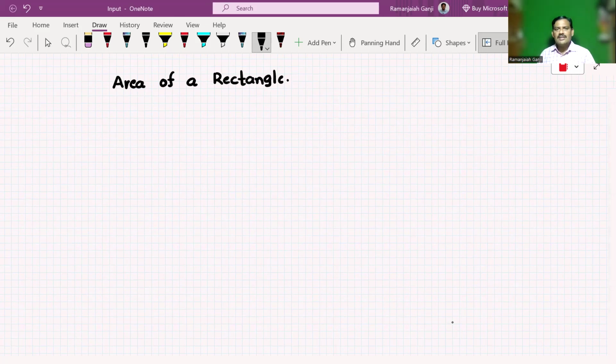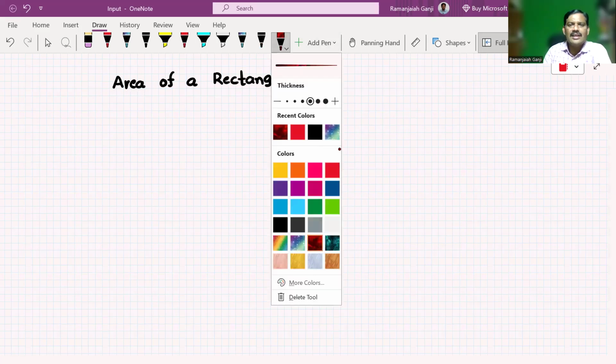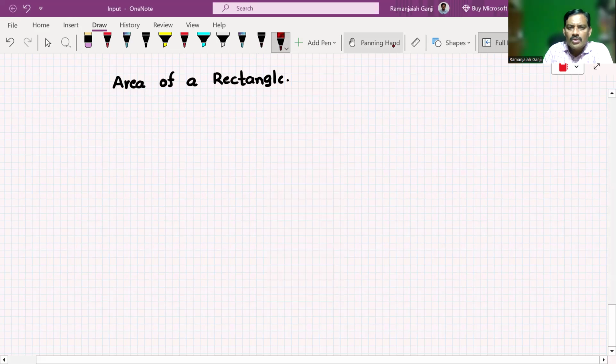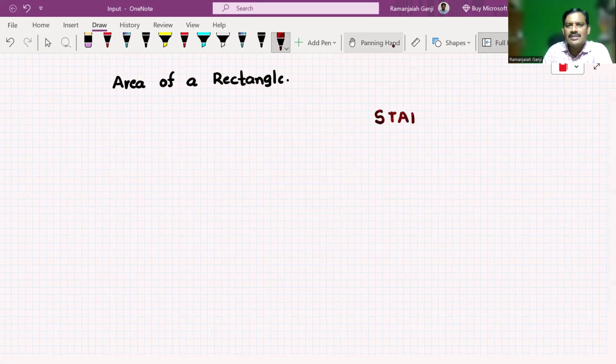I want to draw a flowchart for finding the area of a rectangle. Listen. What is the first statement for any flowchart? Start. What is the first component? Start. What is the symbol? Rectangle with rounded edges.